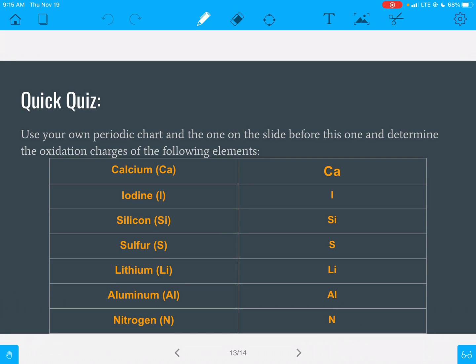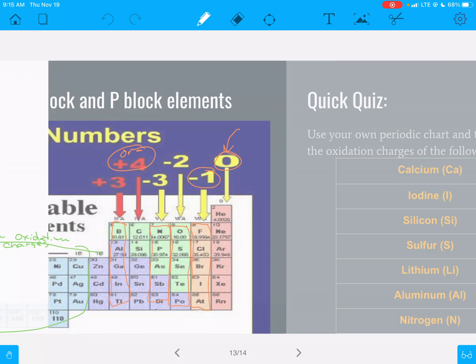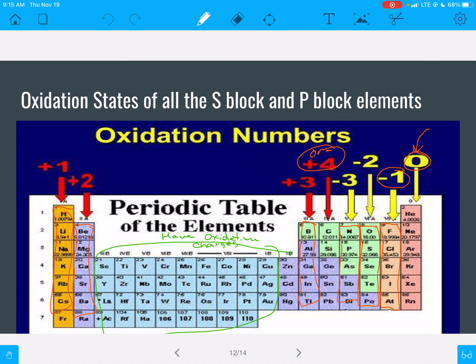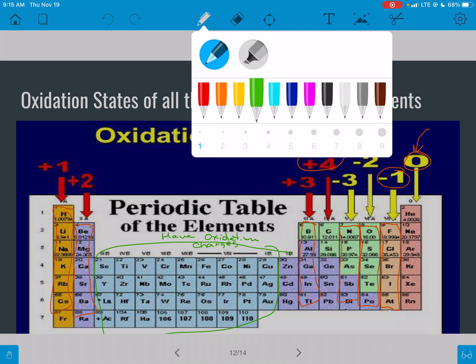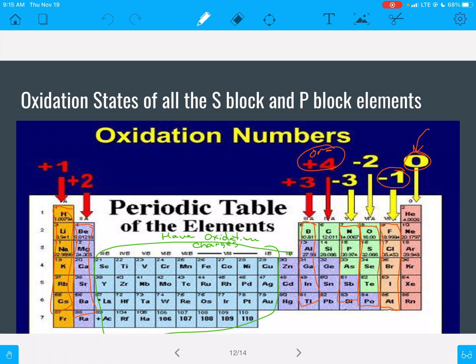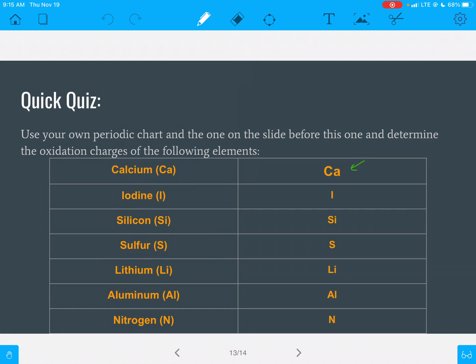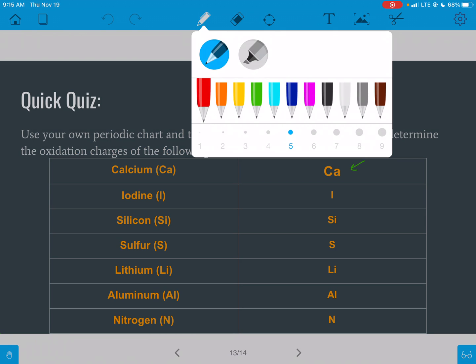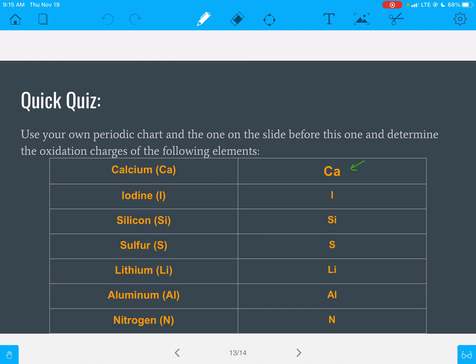So here's a quick quiz. Use your own periodic chart and the one on the slide before this one and determine the oxidation charges of the following elements. So what about calcium? What would the charge be on calcium? Well, let's see. Calcium is, I need a bigger pen, so I'm going to do this. Okay. Where's calcium at? It's right here. There's calcium. So let's come back over here. Calcium is in group 2, so it's going to have what? It's going to have a +2 charge.